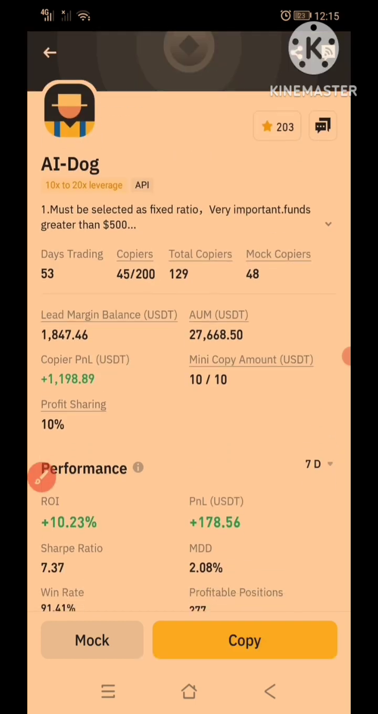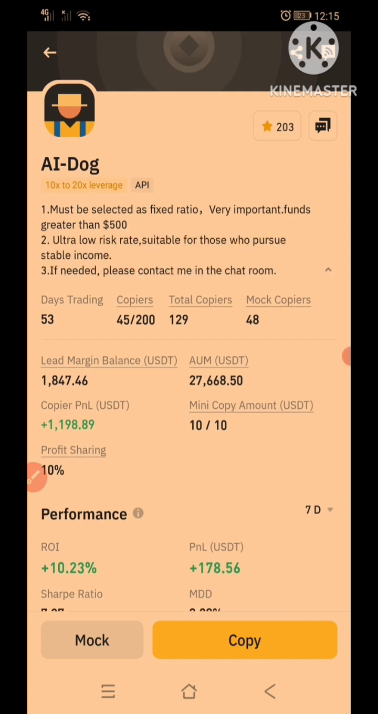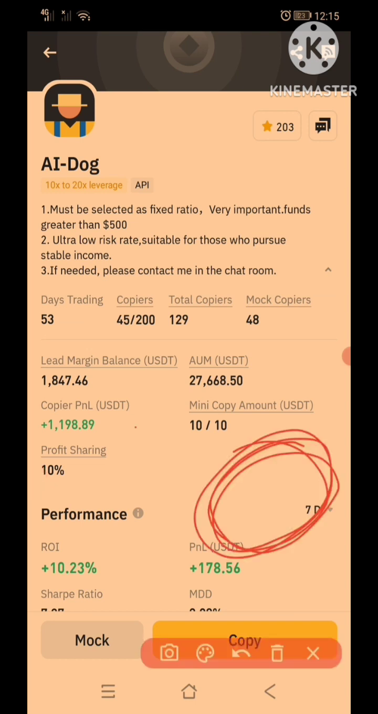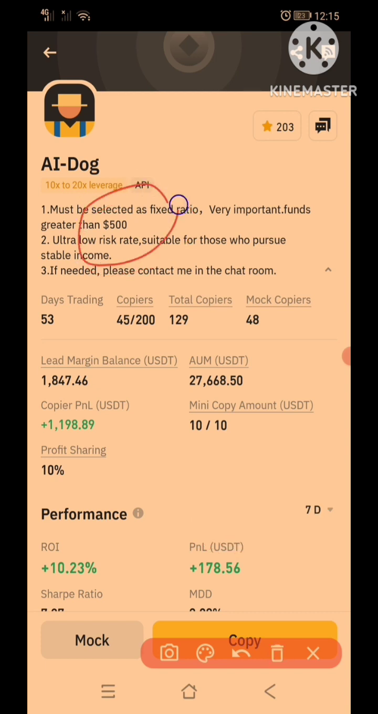iDog means he claims to use artificial intelligence, maybe ultra low risk, sustainable. This is really a very interesting one. He requires a greater than $500 investment. This is not a small amount for most people, but can be recommended. Very good parameters, very good strategy.